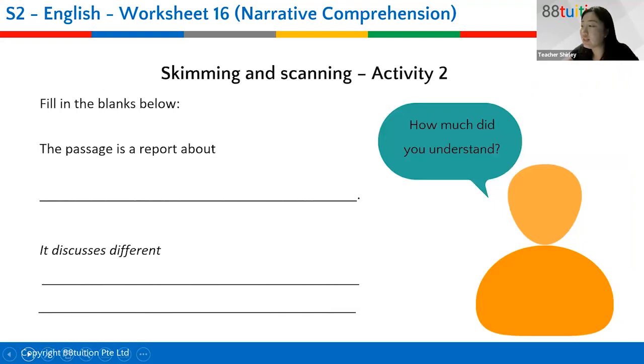What's the genre of this text? This genre is actually a report. It can be an informative report if you want to be more specific, because it's not a narrative, it's not telling you a story. So it's an informative report, right? Informative report basically gives you information about birds.